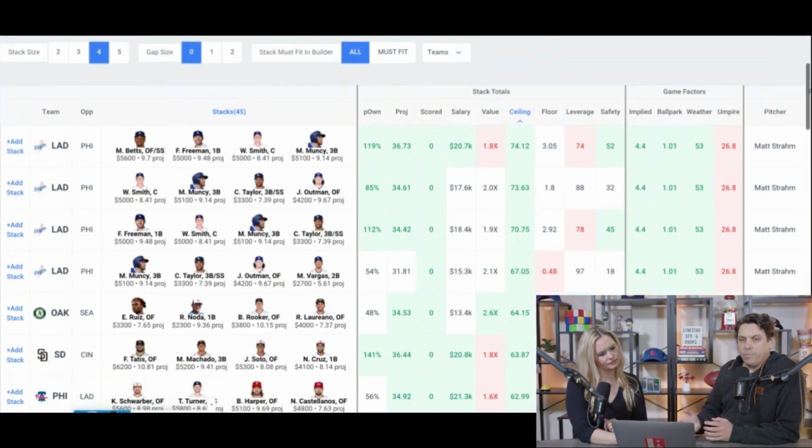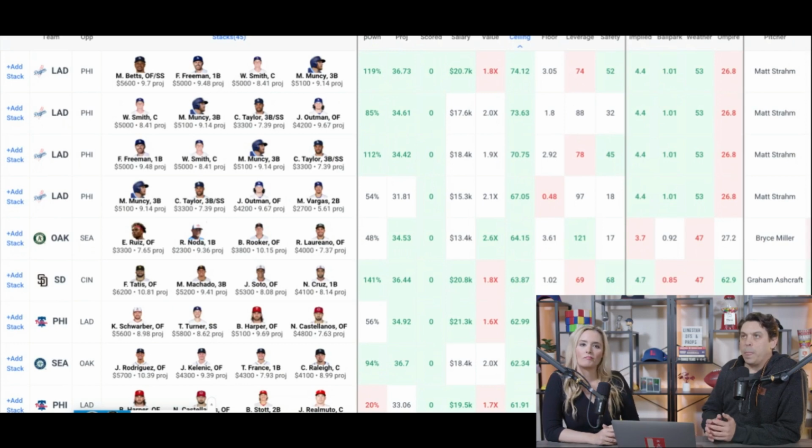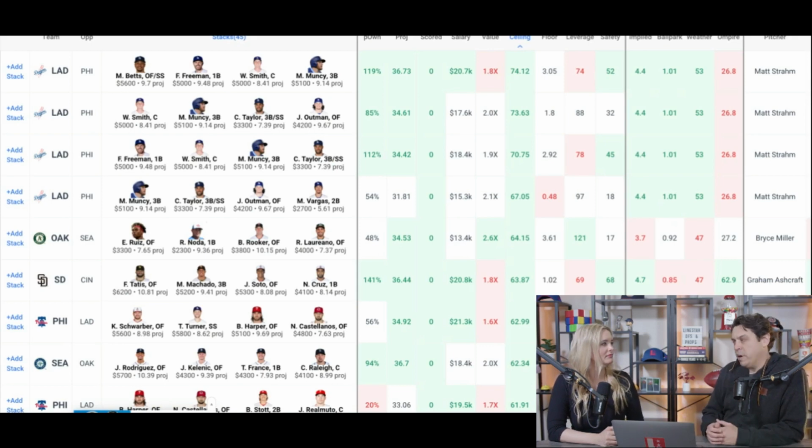Now, I wouldn't really back off stacking unless you're playing, say, a cash game or a GPP that's under 50 people. Okay. When you're under 50, you can stack a little bit less. I would still be stacked, but you don't have to pick a team to go full out stack with. But I probably would most of the time still.